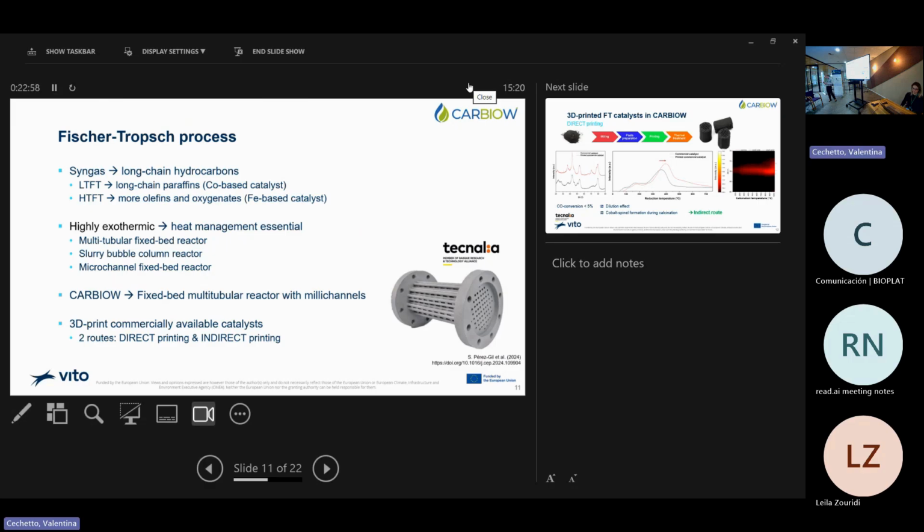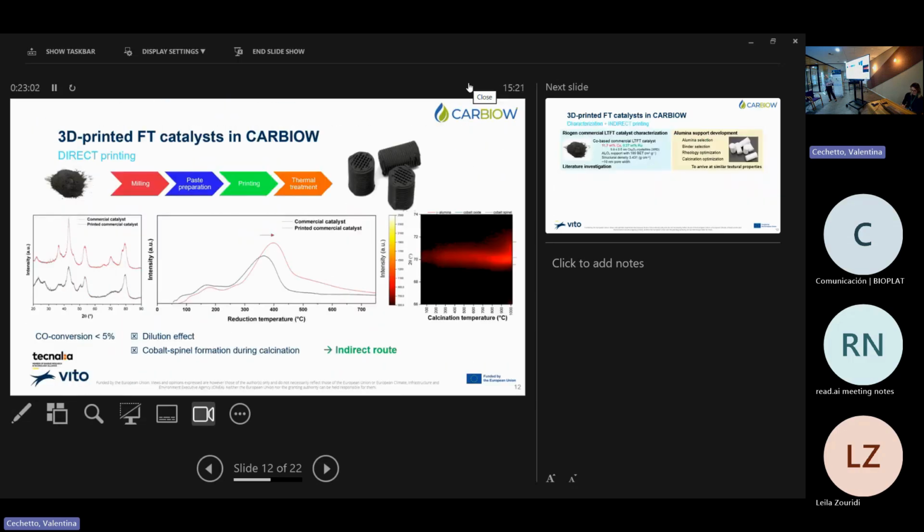Now, for 3D printing this catalyst, there are two routes. You can do direct and you can do indirect printing. And of course, first we tried the direct printing. So we bought the commercial catalyst, we milled it, did the paste preparation, printing, and thermal treatment. But as you can see, the conversion was very low just because of issues during heat treatment. So you form essentially a cobalt spinel with alumina support, and you deactivate the complete thing. So that's not good. So that's why we also tried the indirect route.